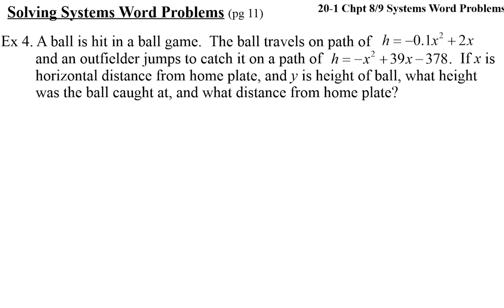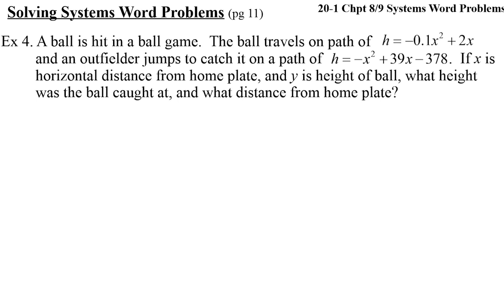So if you've given it an attempt, let's see what you came up with. This particular question says a ball is hit in a ball game. So in general, the ball travels on the path that's given. We see it's a quadratic, makes sense. The ball's going to be a parabola. But what happens is an outfielder is chasing after it, and an outfielder jumps up in the air to catch the ball. When an outfielder jumps, we're assuming in this case the outfielder is moving. So if an outfielder is moving and jumps, an outfielder will travel in a parabola.